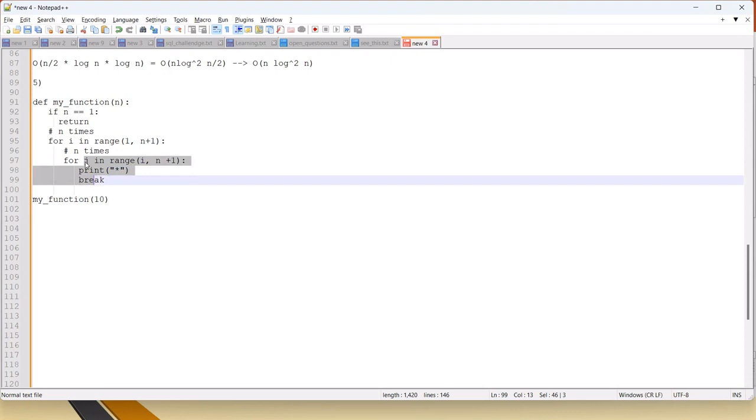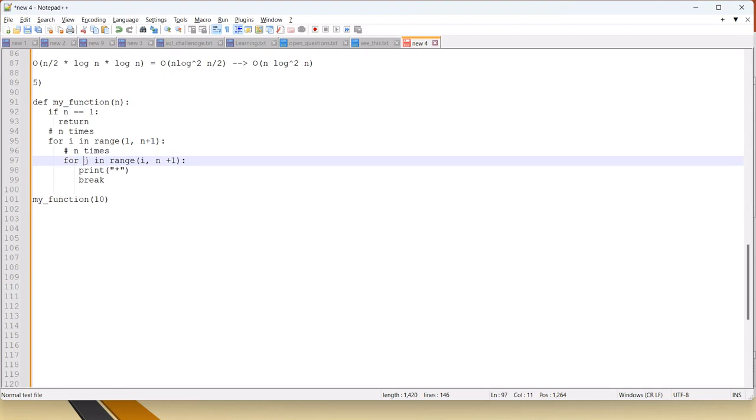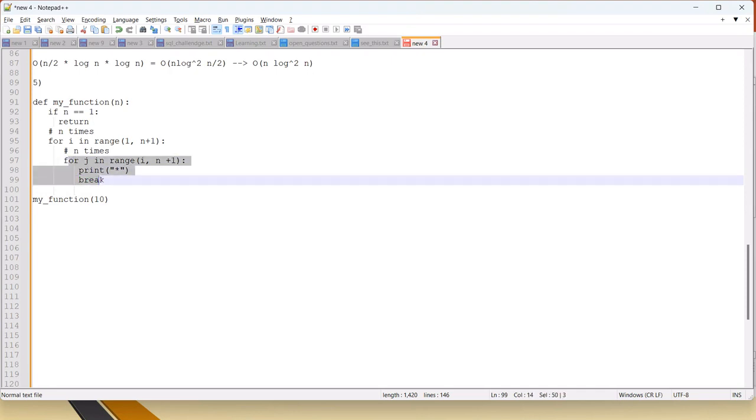But usually for a for loop, what will happen? For j is 1, it will print. Again j is 2, it will print again. Till it reaches the n value, it will loop through within. That's why in the previous example also we have seen, when there are nested loops, the complexity will become order of n square. But here we have the break, which means that this loop will not have n iterations. In the first iteration itself, it will break.